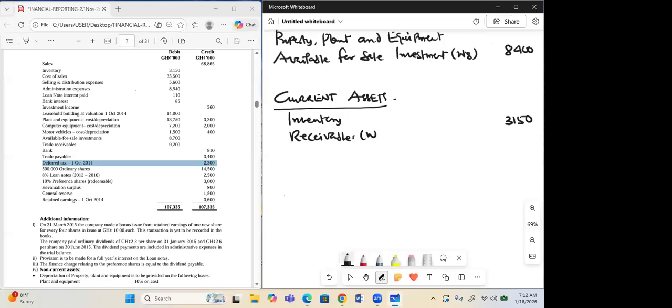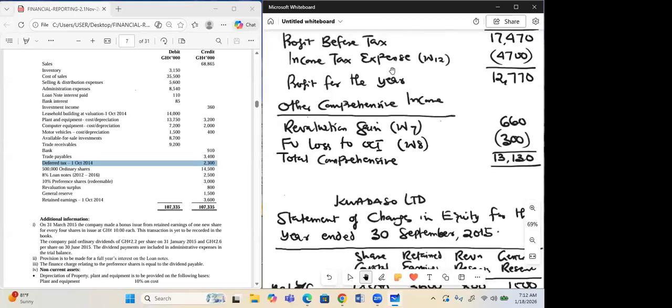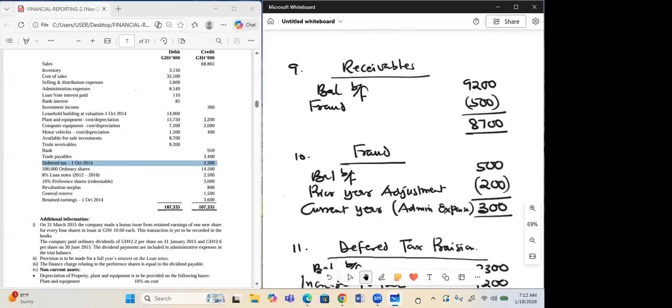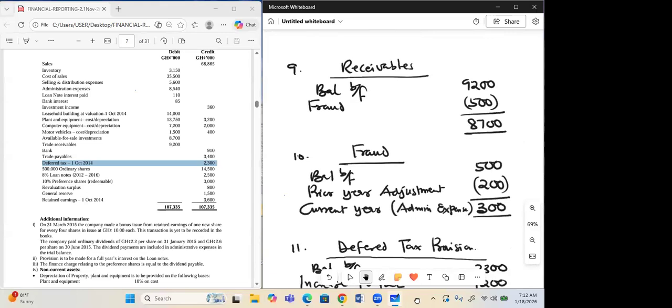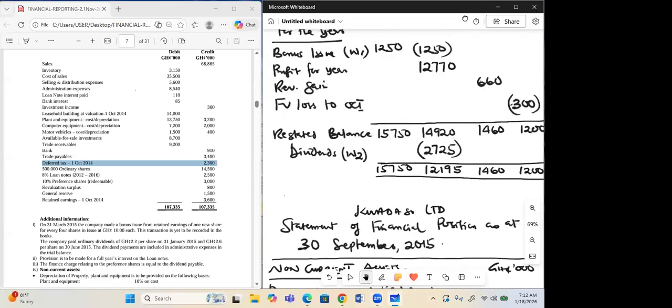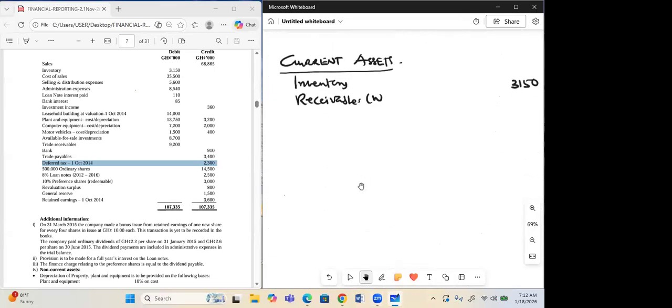Receivables, we worked the receivables. Working number what? Our receivable was working number 9. Let's check and be sure. Working number 9 gives us 8,700. Can you all see? Yes, please. Working 9, 8,700.